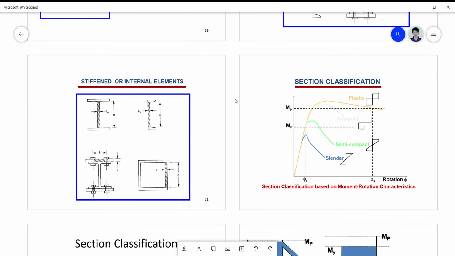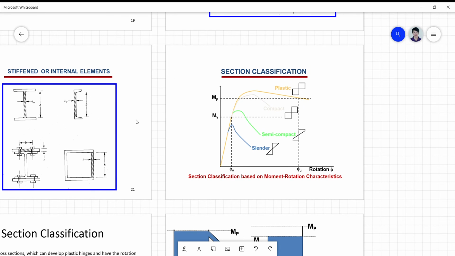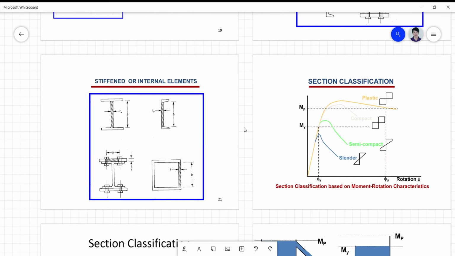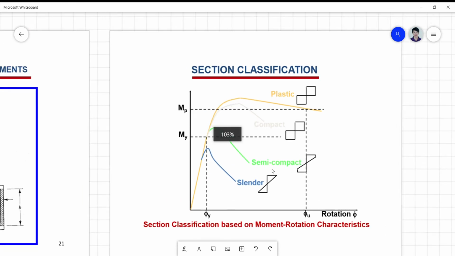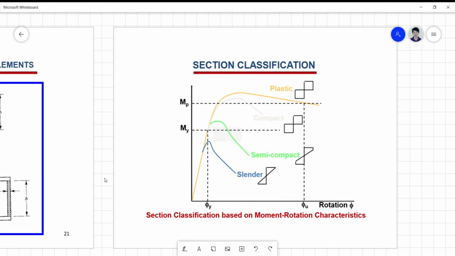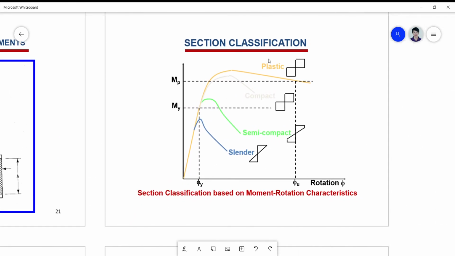So, I think we can just look into some of these sectional classification. Kaya ito yung ginagamit ko sa undergrad. I make sure naiintindihan nila ito. Okay, this is a moment curvature or rotation. Parehas lang sa moment curvature. Ayan pa rin siya.